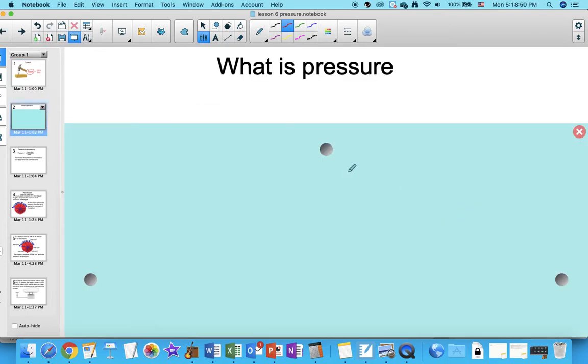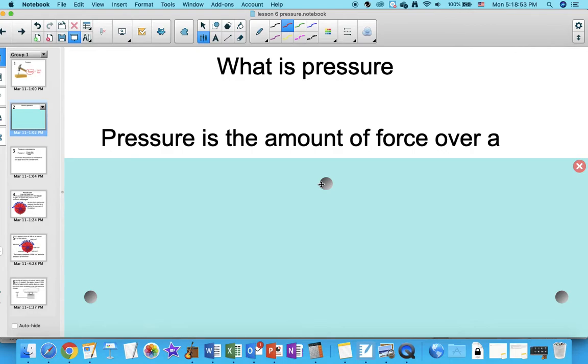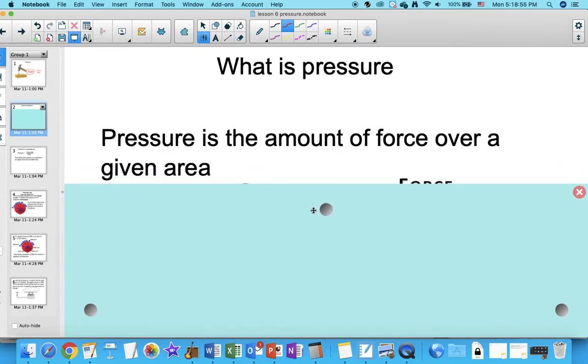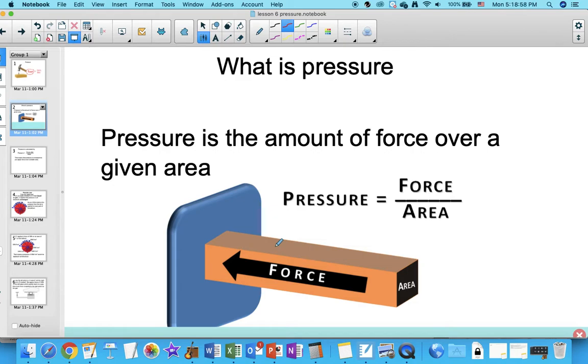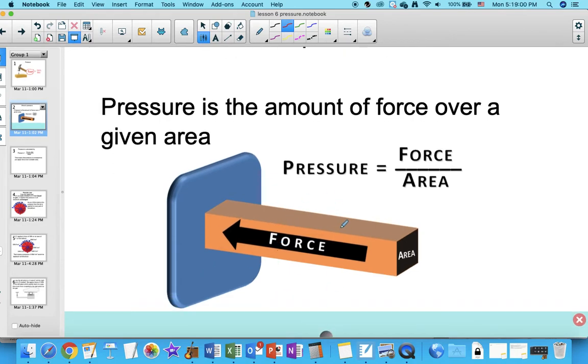So, what is pressure? Pressure is the amount of force over a given area. So I like to use this picture as an example. When we apply this force, of whatever this is, this block of wood, down onto this surface, we are applying a force over this area, right? Because that's what we're applying the force on. So this is where all the force is being felt. And so the pressure is equal to force over area.